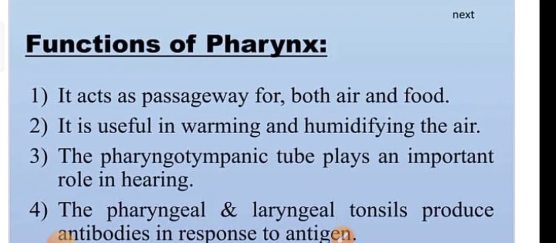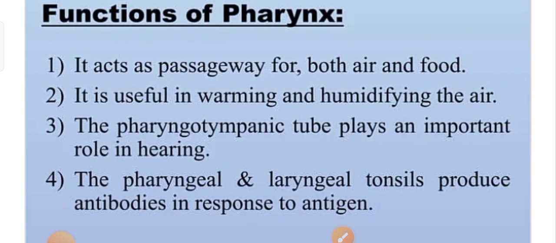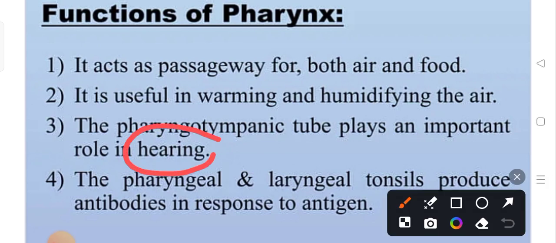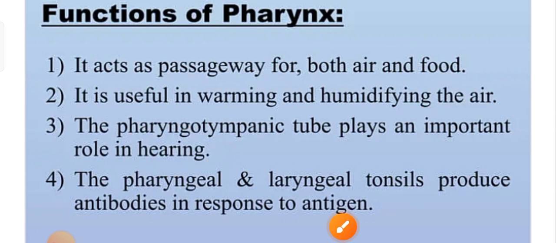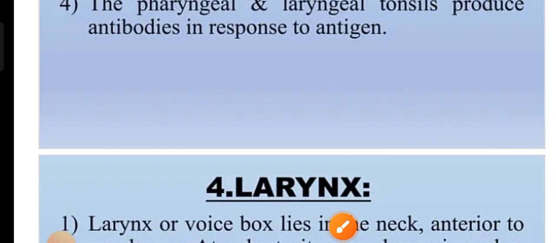So, what are the functions of the pharynx? It acts as a passageway for both air and food. It is useful in warming and humidifying the air. The pharyngotympanic tube plays an important role in hearing. So mainly it plays a role in hearing, warming, humidifying, and as a passageway for air and food. Next, the pharyngeal and laryngeal tonsils produce antibodies in response to antigens.